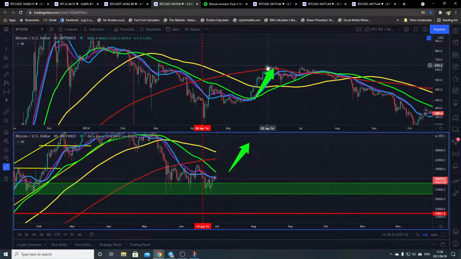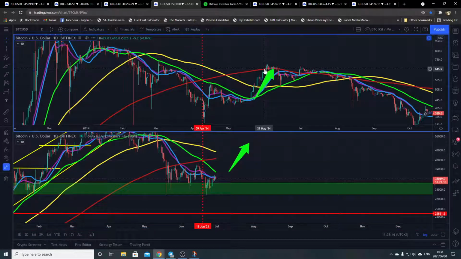But at this level of the 200 MA, as you can see here, we could not break it. Why can we not break this level? It's because we have the 200 MA, which is above the 20 MA. We've got to have a flip in the MAs, so the 20 MA needs to be above the 200 MA.